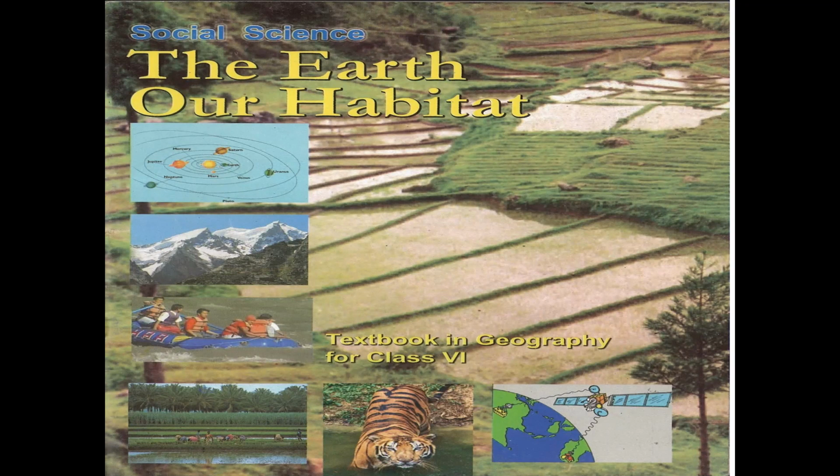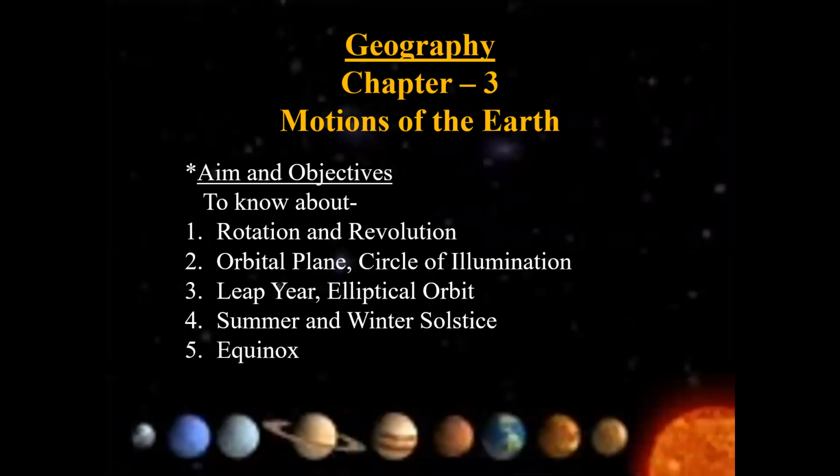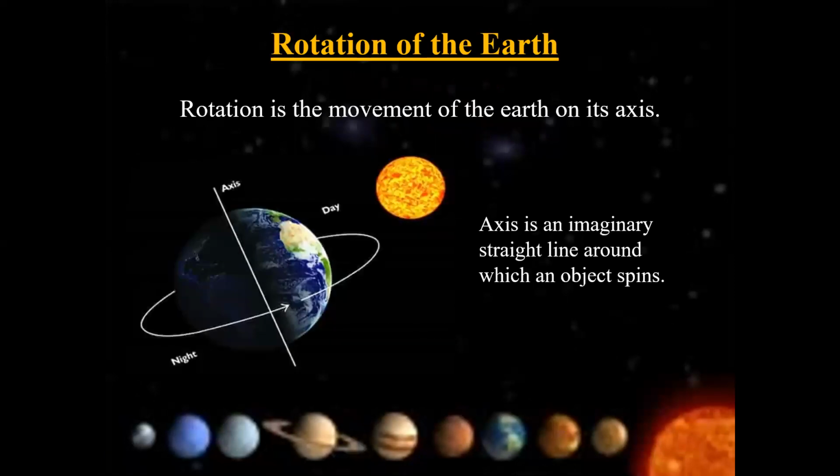In today's class, we will do geography, chapter 3, motions of the earth. In this chapter, we will do 5 topics. Number 1, rotation and revolution. Number 2, orbital plane and circle of illumination. Number 3, leap year and elliptical orbit. Number 4, summer and winter solstice. And number 5, which is equinox. So let us proceed about the chapter and study the motions of the earth.